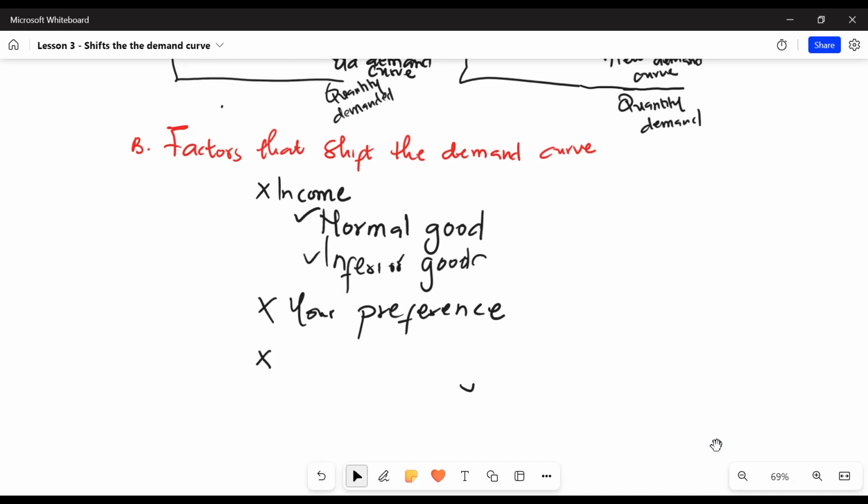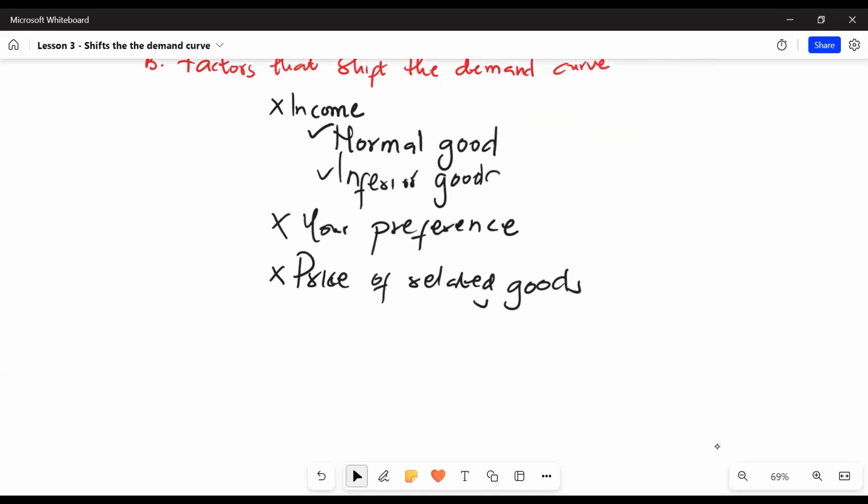Now, the third factor that shifts the demand curve is price of related goods. Your demand choices are not independent across goods. Your demand for, as an example, hot dogs is closely related to your demand for hot dog buns. So if you increase your demand for hot dogs, you also increase the demand for hot dog buns. Now, two goods are related in such a way that they can be substitutes or complements.